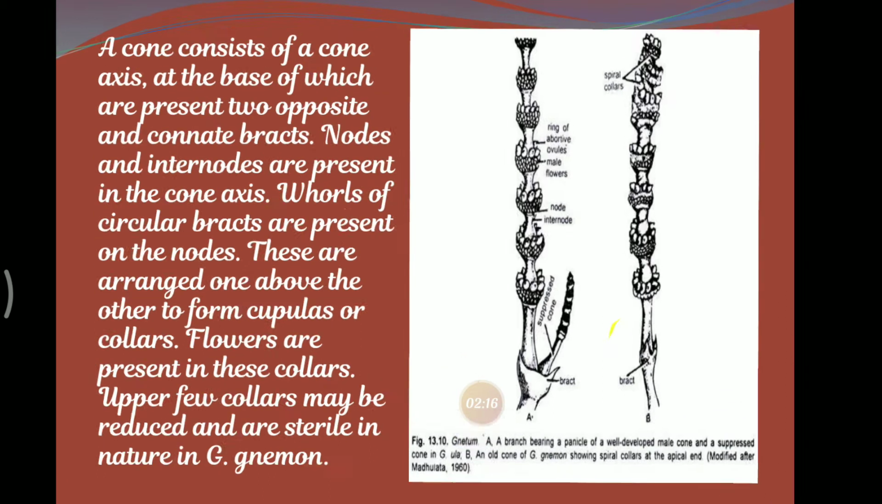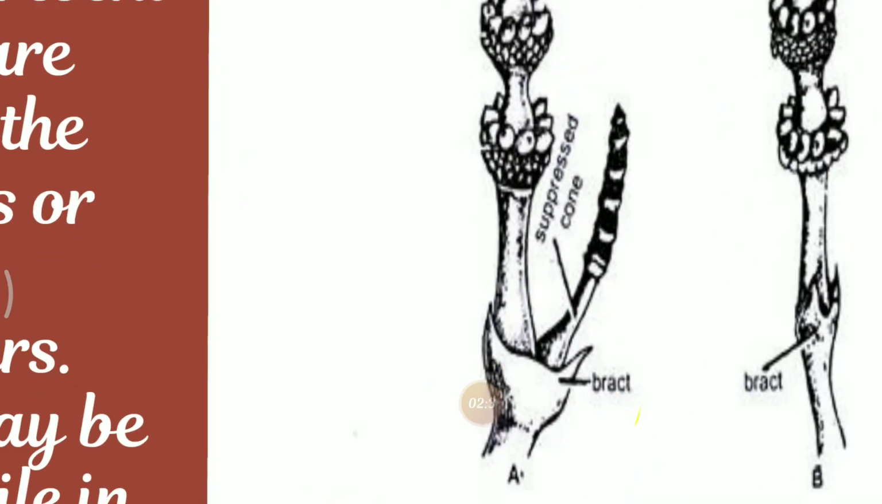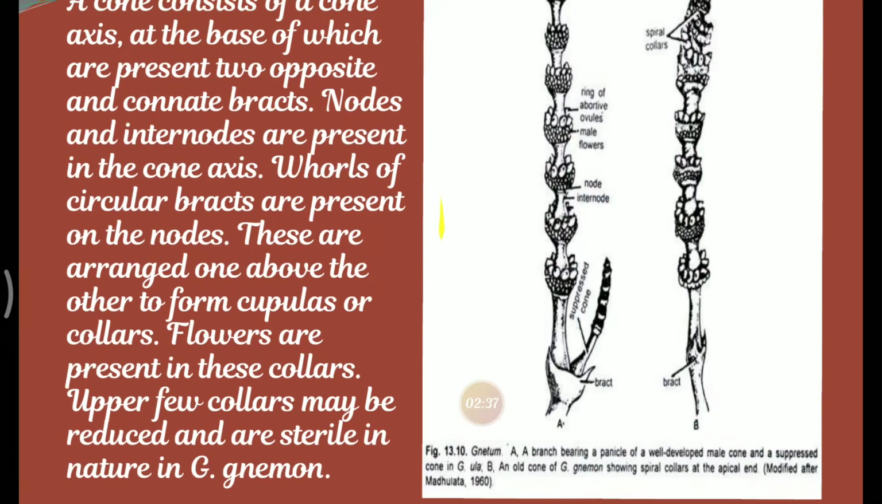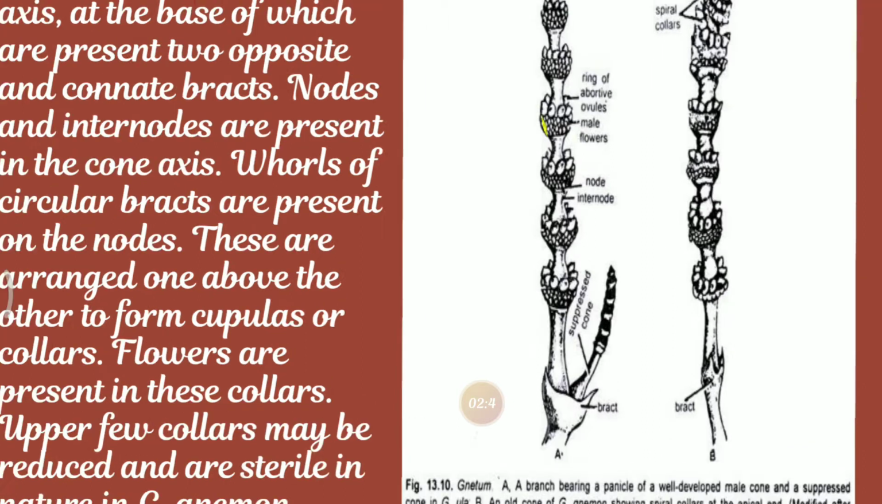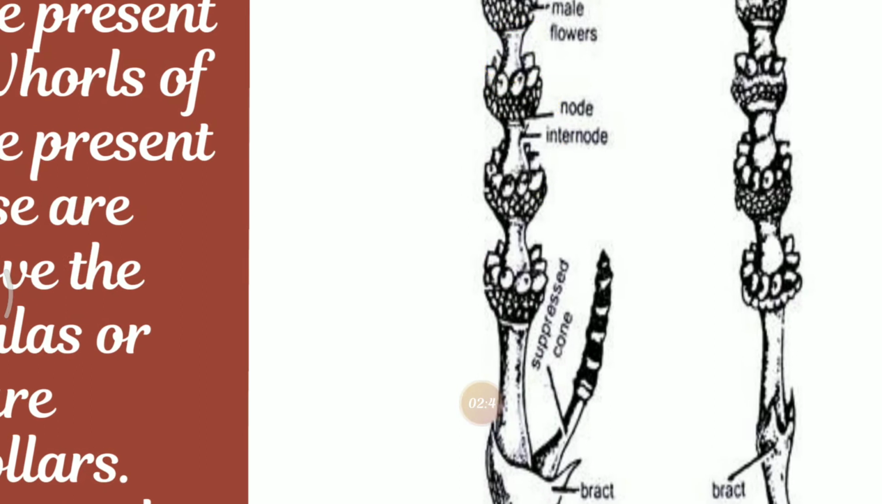Here you can see the male cone of Gnetum, or the male strobilus. A cone consists of a cone axis, at the base of which are two opposite and connate bracts. We are finding this bract-like structure here. Nodes and internodes are present in the cone axis. Here you can see this is a nodal region and this is an internodal region.